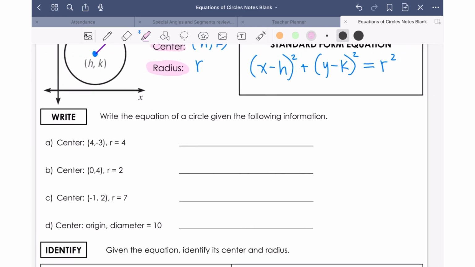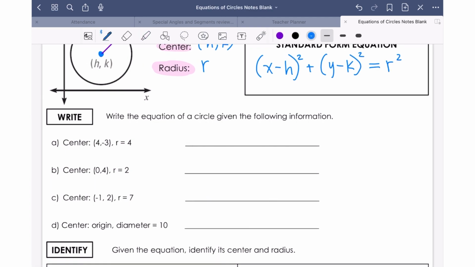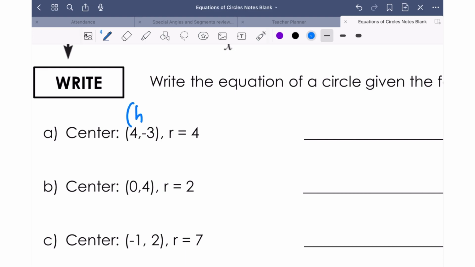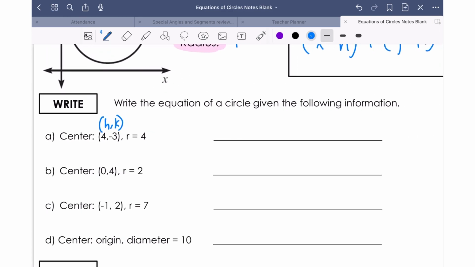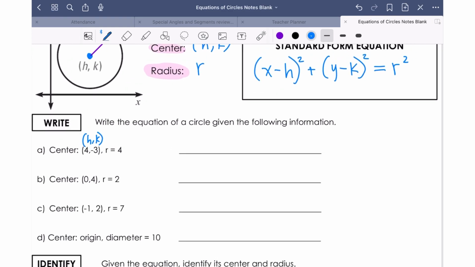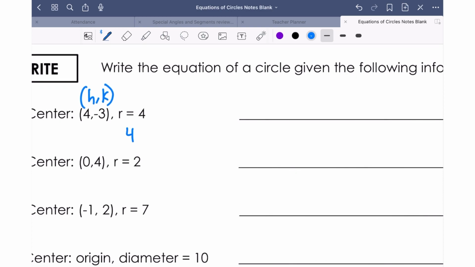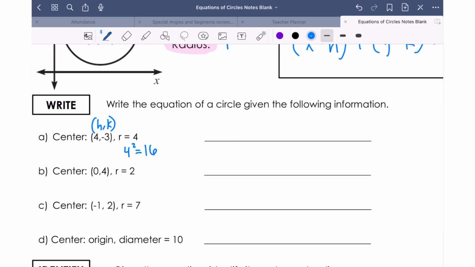The first part says, write the equation given the following information. So I have a center at (4, -3). This is the strategy I like to do: I like to label it h, k because I know that's my center. And then my radius is 4. But in my equation, I'm plugging in a radius squared, see up here? Radius squared. So I'm going to square 4. So 4 squared equals, what is it? Good, 16.